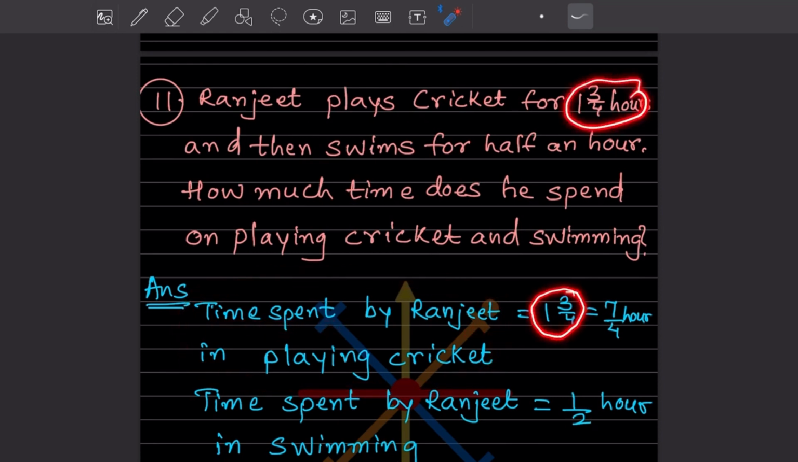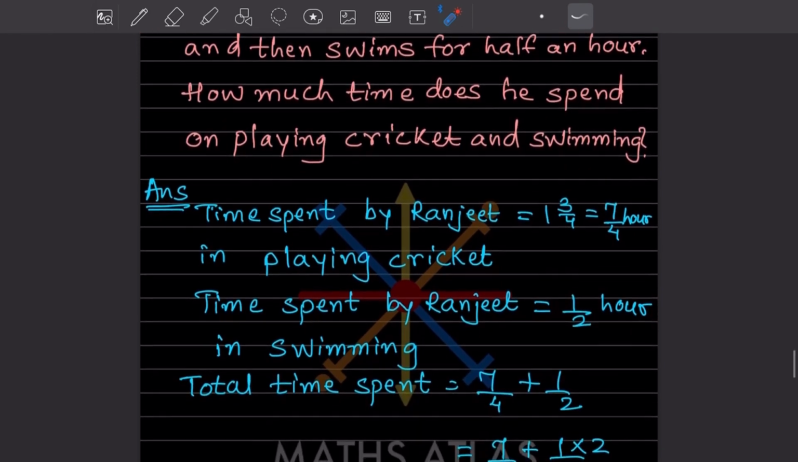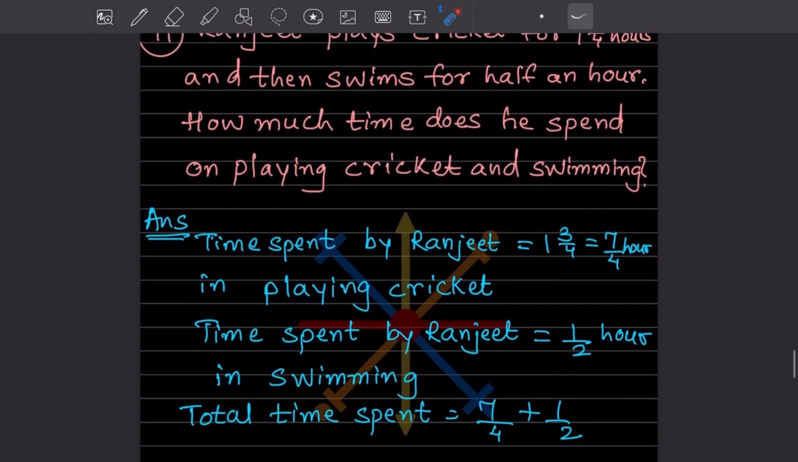It's given over here. Now this is a mixed fraction, so we'll make it improper. Wherever the mixed fraction is, you multiply this into this, 4 ones are 4, plus whatever numerator you get you add, and the denominator remains the same, that is 7 by 4. Now this is for the cricket. Now he is swimming for half an hour. So time spent by Ranjit in swimming. This is half an hour, meaning half. Now what are you going to do? They asked how much time does he spend on playing cricket and swimming? They ask the total. So total time spent, that is this 7 by 4 and this 1 by 2, you are going to add it.